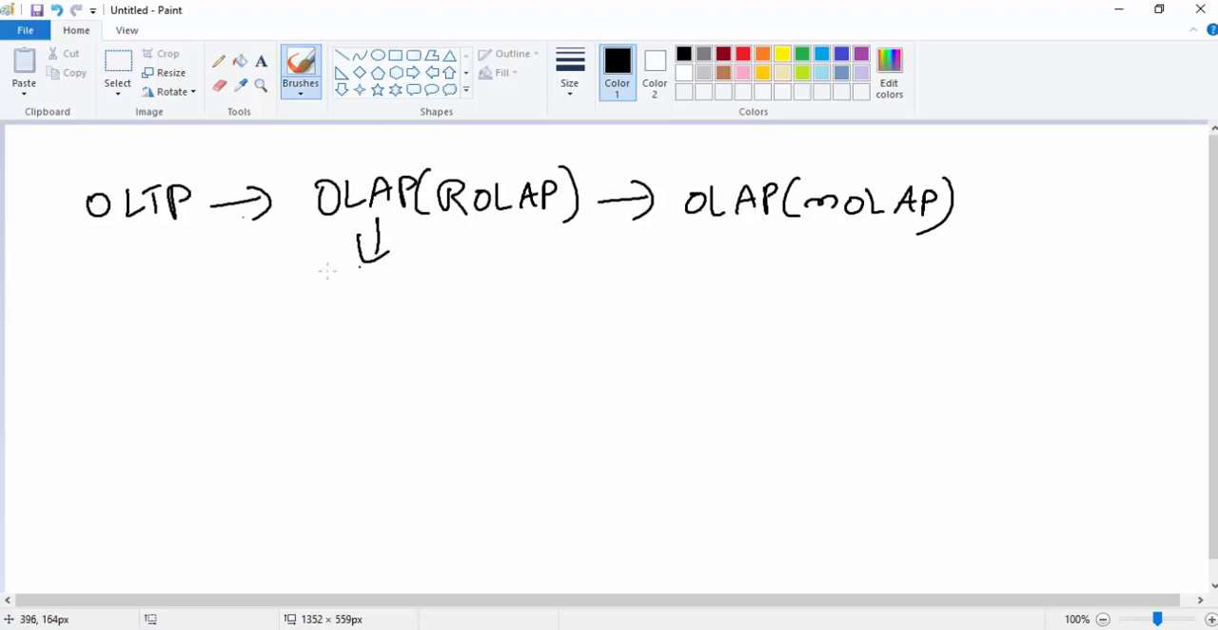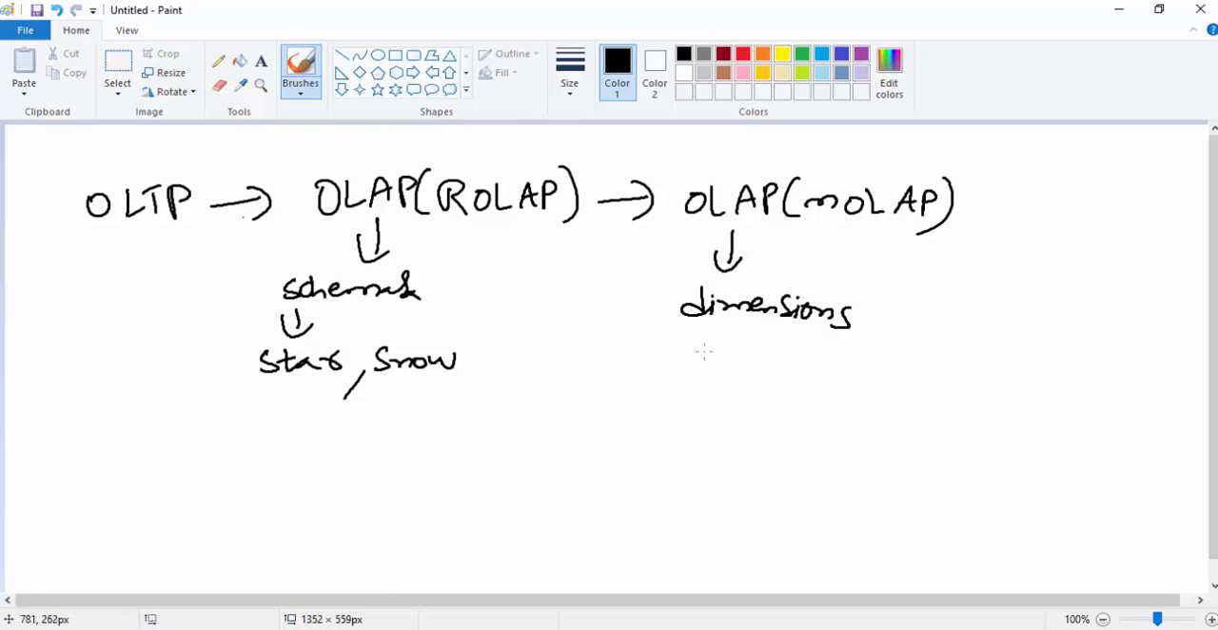Here in the relational OLAP, the tables are created in the form of schemas. We have two types of schemas, that is star and next is snowflake. Then in the OLAP we have the dimensions and measures. What is meant by star schema and snowflake schema I am going to explain, and what is the dimension and measure, that we are also going to explain.